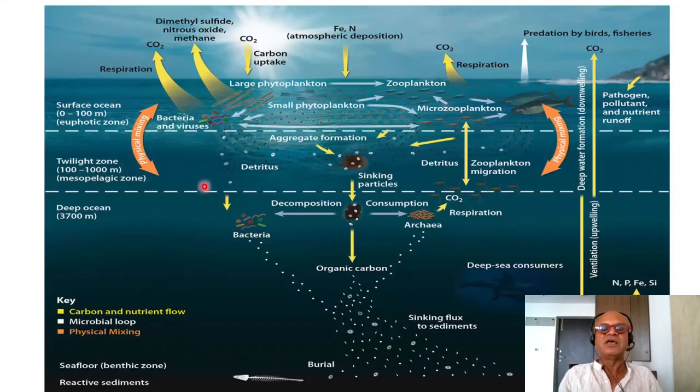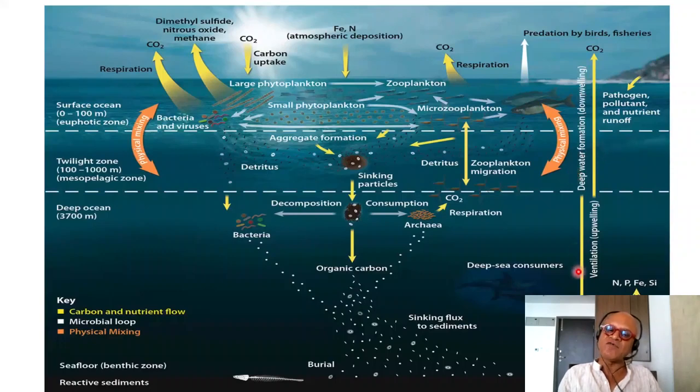So that's also known as the mesopelagic or middle zone of the ocean. The surface ocean in the top 100 meters or so is known as the euphotic zone, which means there is enough light for photosynthesis. So if nutrients are available, carbon is available, and light is available, then photosynthesis happens. Of course, there is respiration and outgassing not only of CO2, but ocean species also produce dimethyl sulfide, nitrous oxide, methane, and so on and so forth. And there is predation by birds and species. There are pathogens, pollutants, and nutrients coming from land onto the ocean.